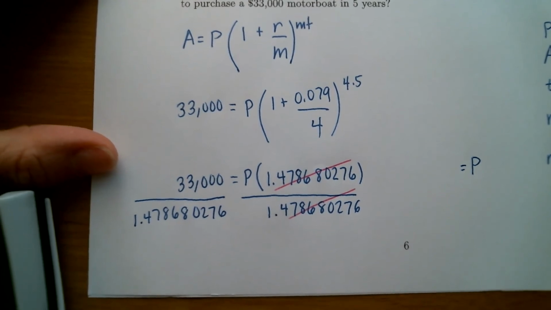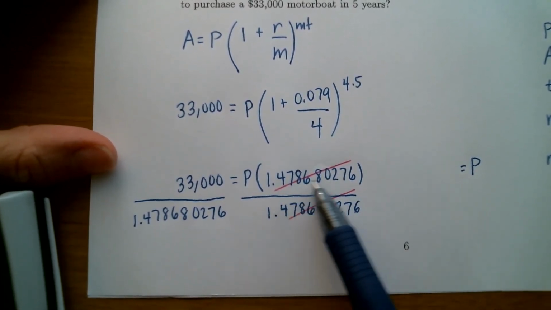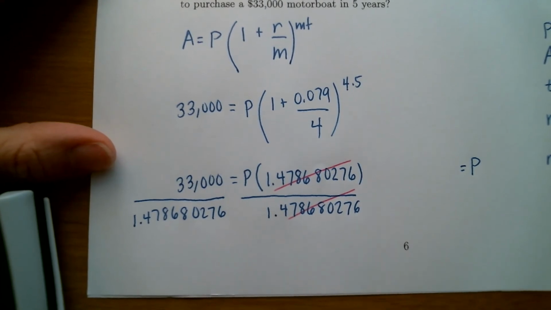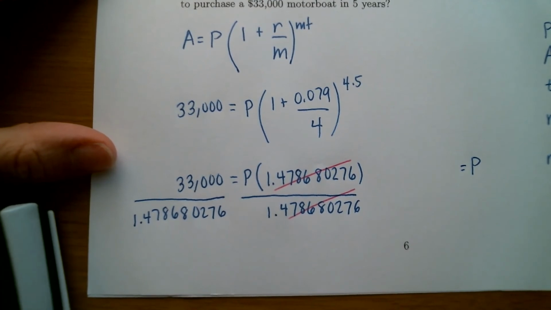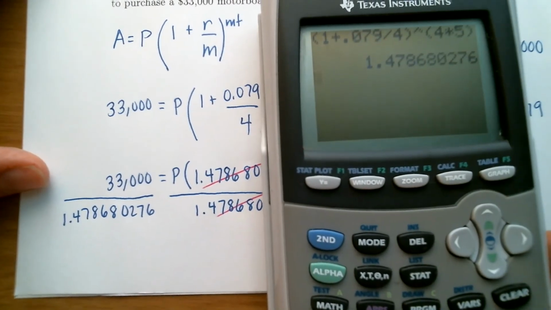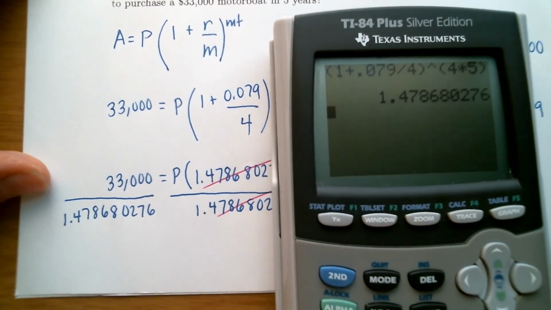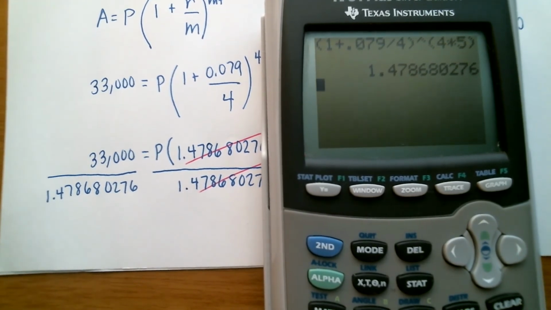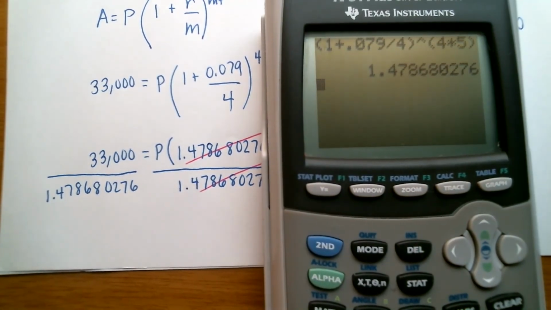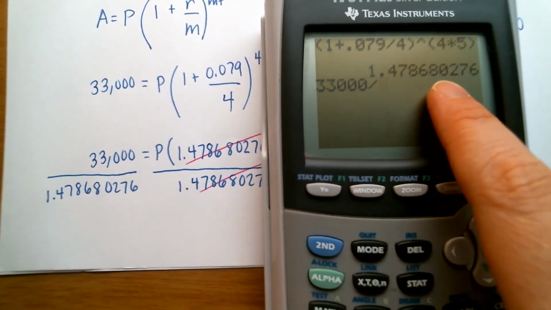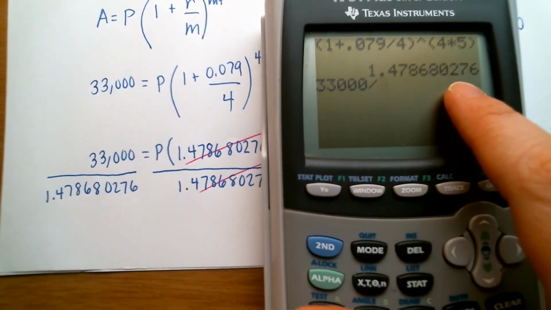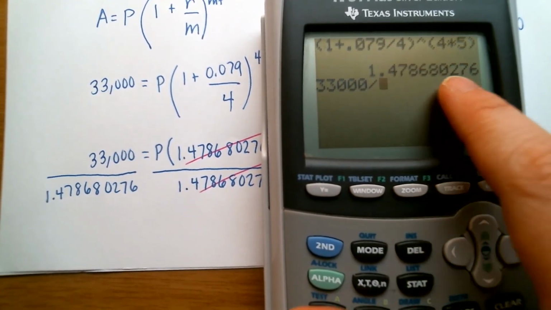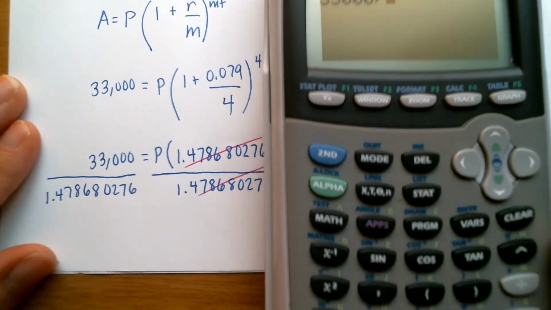Remember, you cannot round this number. You have to carry all the digits until the end. So if you were wondering why I didn't round it, that is why. It will throw your final answer off. The good news is we don't have to re-enter this into our calculator. All you have to do is take the 33,000, hit the division key, and then we can call up this previous answer. You can retype it in, but you have to make sure you enter it correctly and use all the digits.